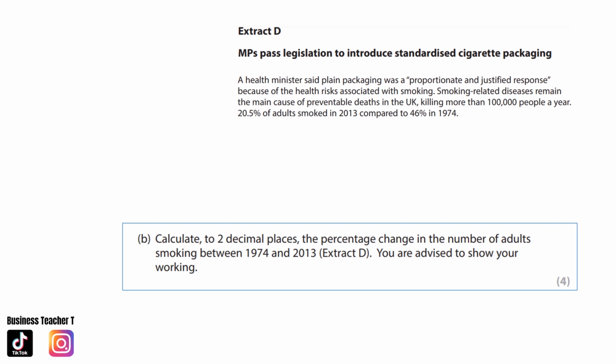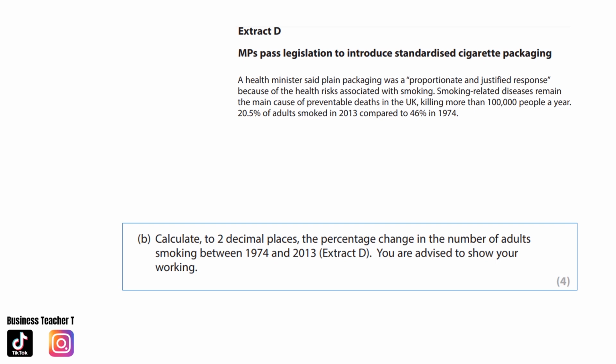Extract D. MPs passed legislation to introduce standardised cigarette packaging. A health minister said plain packaging was a proportionate and justified response because of the health risks associated with smoking. Smoking-related diseases remain the main cause of preventable deaths in the UK, killing more than 100,000 people a year. 20.5% of adults smoked in 2013, compared to 46% in 1974.